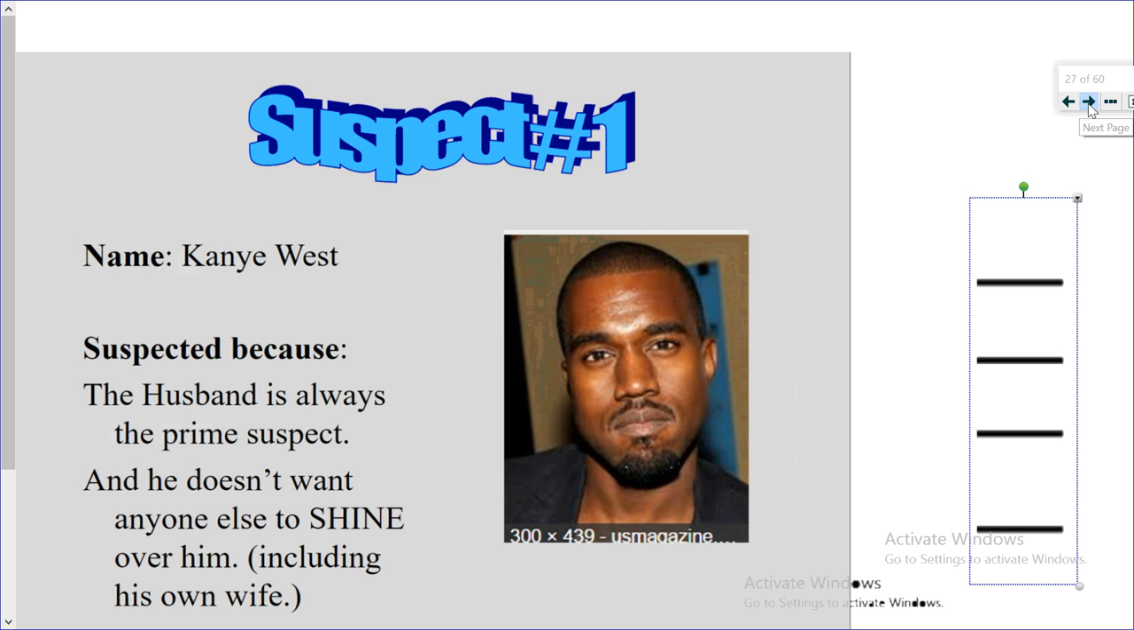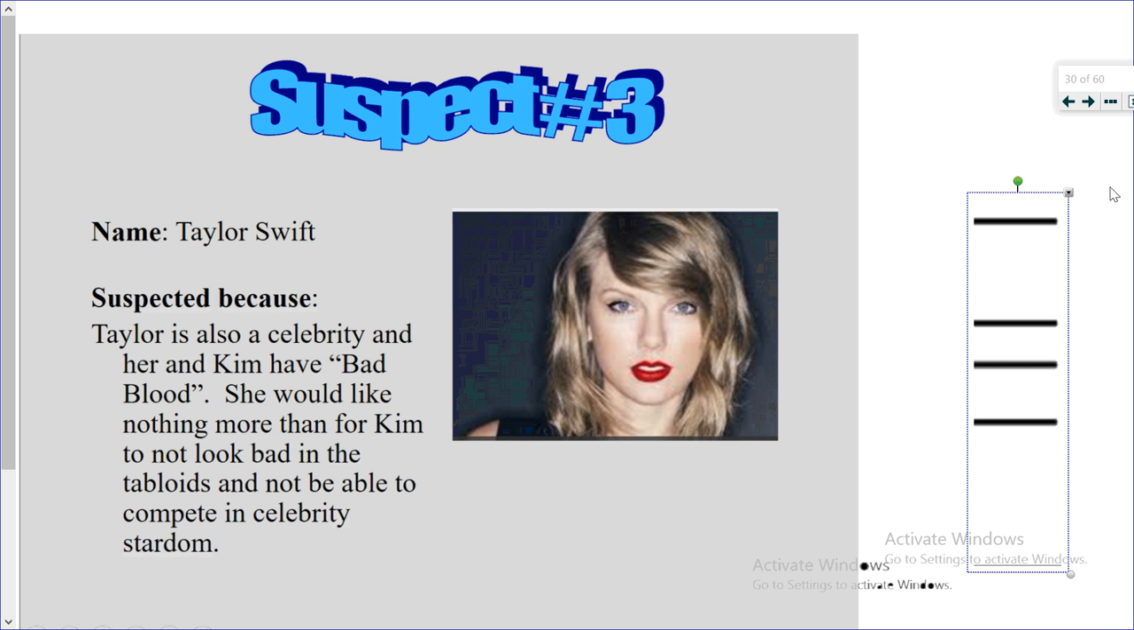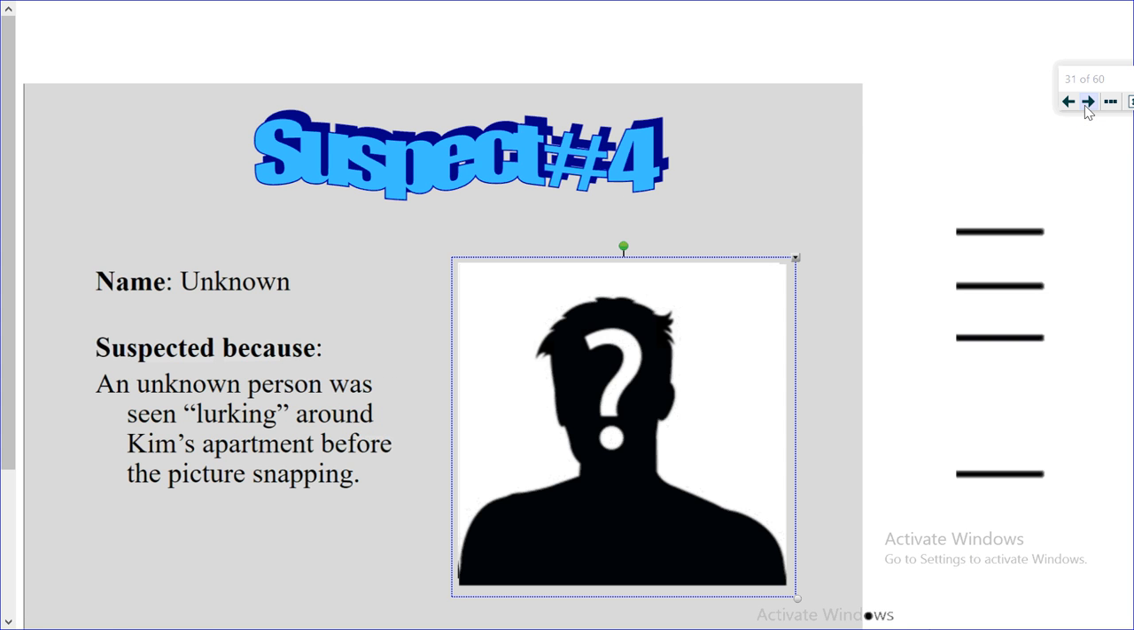You have Kanye. The reason why he's a suspect is because he's a husband, and the husband's always the prime suspect. Plus, he doesn't like anyone to take his shot, even his wife. Ray J. He was witnessed and seen holding a picture nearby a restaurant laughing. Couldn't have been the picture of him? Maybe. Taylor Swift, because she's a celebrity and they have bad blood. She would like nothing more for Kim to look bad in the tabloid so she can come up in her celebrity status. And then we have an unknown suspect who was seen lurking around her apartment before the picture snapping.